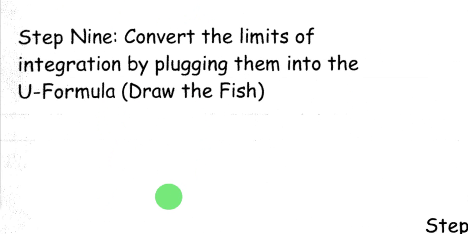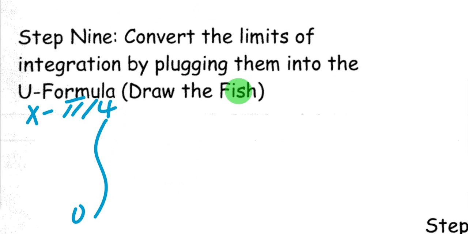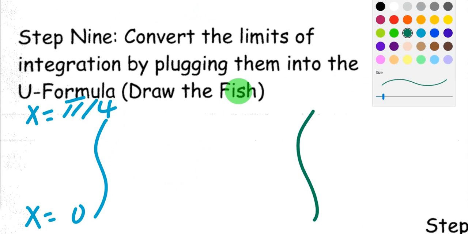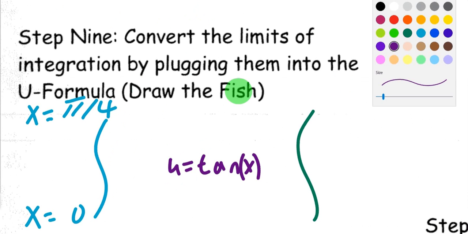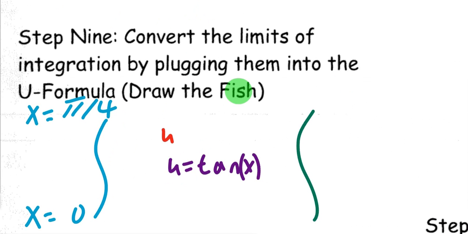Step 9, my favorite step, we need to convert the limits of integration by plugging them into the u formula. I like to think of it as a fish. So here are our original limits, 0 to pi over 4 in terms of x. Now we want to arrive at our new limits in terms of u, whatever they may be. What I like to do is just draw my two separate integrals. In the middle, I'm going to draw my original u equation: u equals tangent of x. And then right above that, just go ahead and plug in each of these limits.